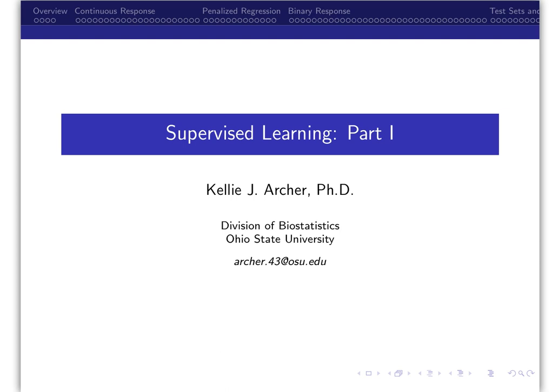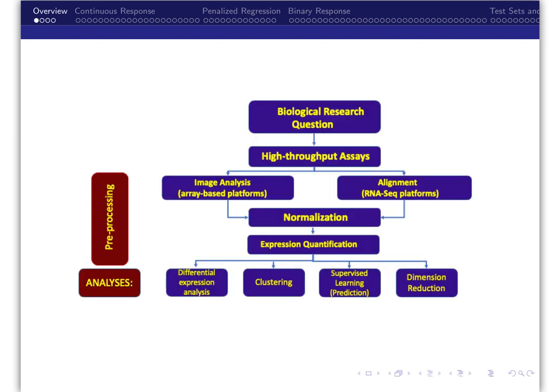In this module, we will discuss supervised learning methods that can be applied to high-dimensional data, which are when the number of covariates exceeds the number of samples, such as those arising from high-throughput genomic assays. As a reminder, we have already discussed the preprocessing methods including image analysis for array-based data and alignment for RNA-seq-based data, normalization, and expression summaries.